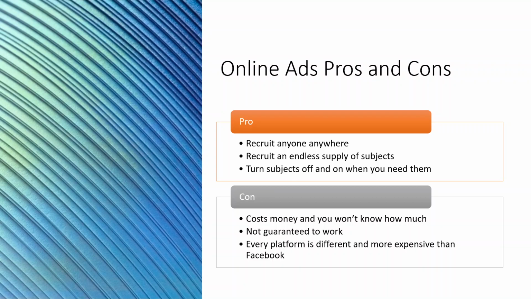And lastly, you can turn subjects off and on when you need them. So once you get ads working, you can stop spending money and subjects will stop showing up. Start spending money again, subjects will come back in again. The more money you spend, the more subjects you get.